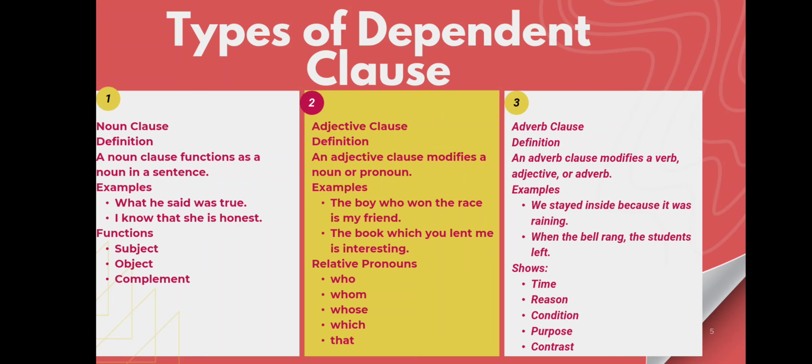Adjective clause. An adjective clause modifies or explains or describes a noun or a pronoun. For example, the boy who won the race is my friend. The book which you lent me is interesting. In the sentence, the boy who won the race is my friend, the clause who won the race describes the noun boy.